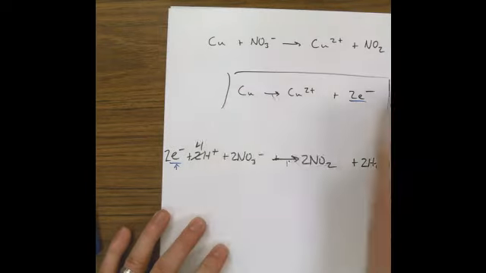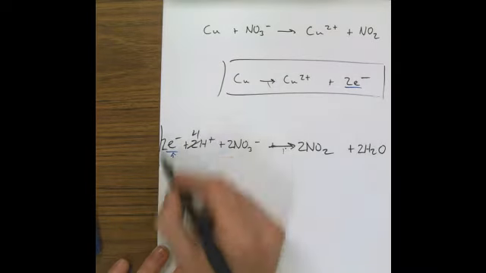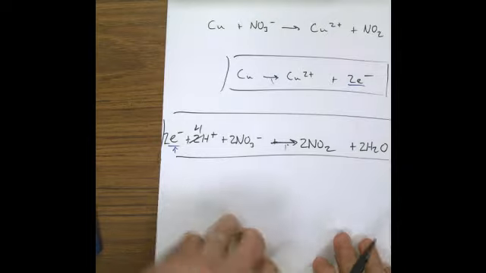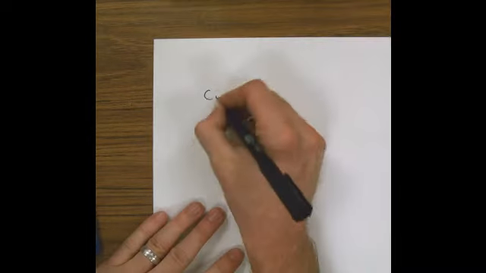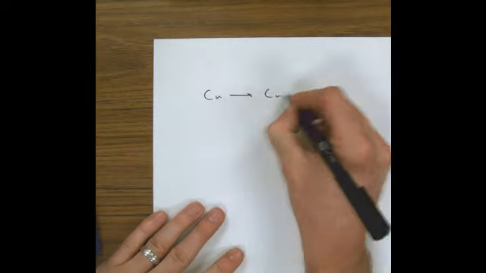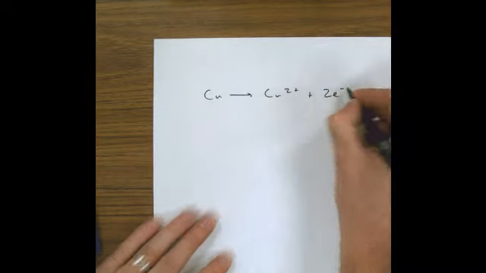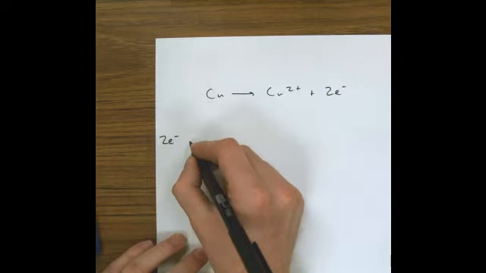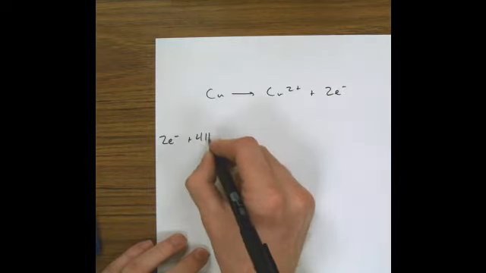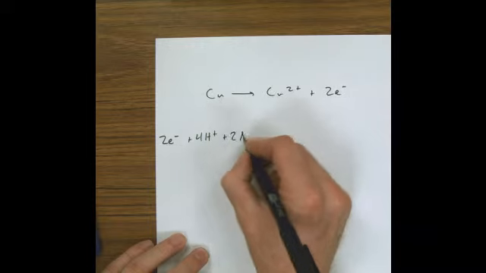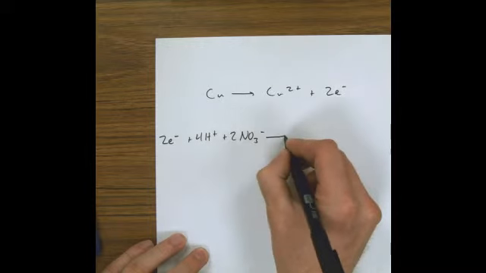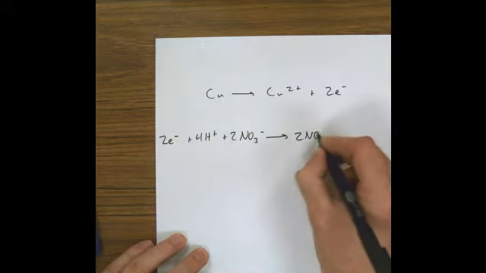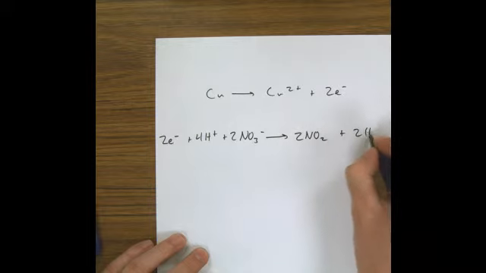So I'm going to take this half reaction, which I've now balanced, and this half reaction, which I've now balanced, and I have to combine the 2. So I'm going to actually rewrite it. Here we go. Cu, arrow, Cu2+ plus 2e-. Then the other one, 2e- plus 4H+ plus 2NO3-, arrow, 2NO2 plus 2H2O.